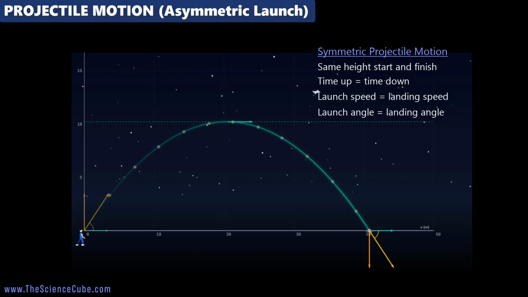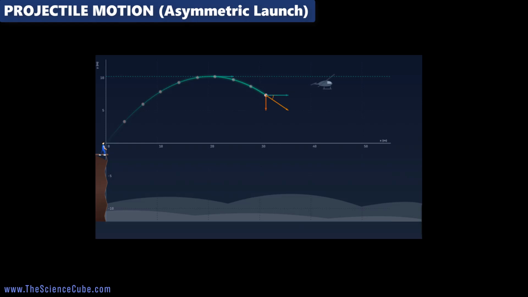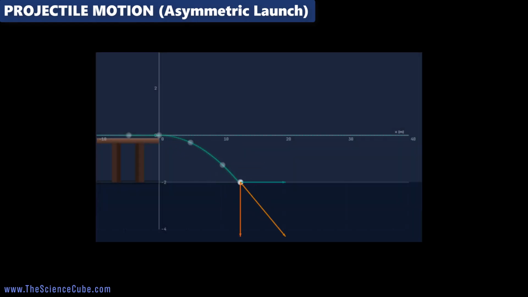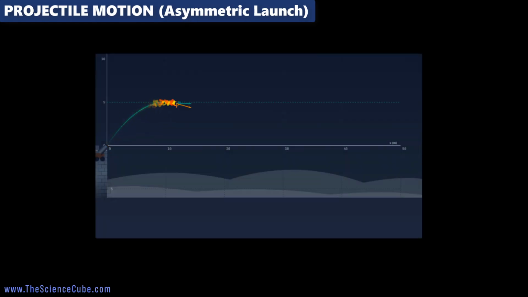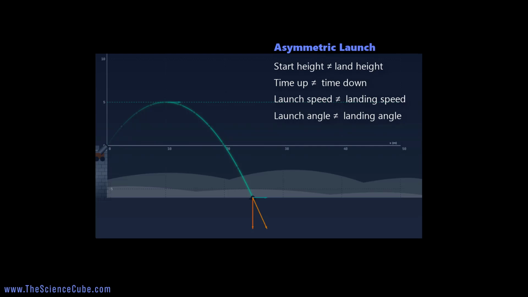But the exam writers who love the real world give you projectiles launched from cliffs, balls rolling off tables, cannonballs fired from castle walls, and so on. That is, the launch height and the landing height are different, and the moment those two heights stop being equal, the symmetry breaks. Time up no longer equals time down. Landing speed is no longer equal to launch speed. The angles don't mirror anymore. And this is what we call asymmetric launch.